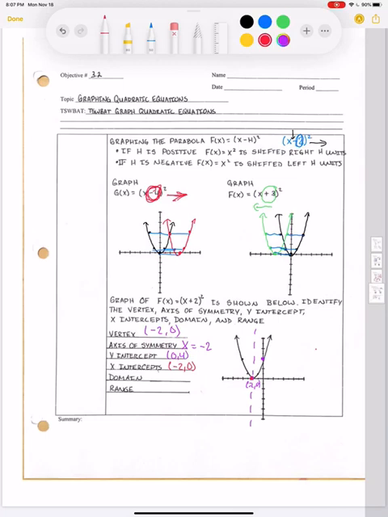Domain. The domain of every single quadratic function is from -infinity to +infinity. Always, always, always. The range is the y values from your lowest point to your highest point. My lowest point, the y value is 0. At the highest point, my y value is +infinity because the graph is going up. So my range is from 0 to +infinity. We've identified everything we've been asked to, so we're good.